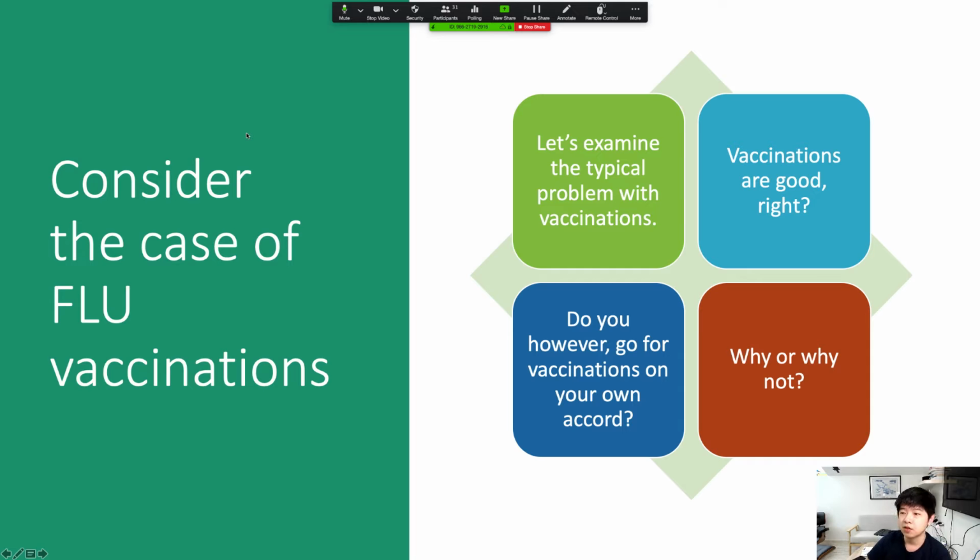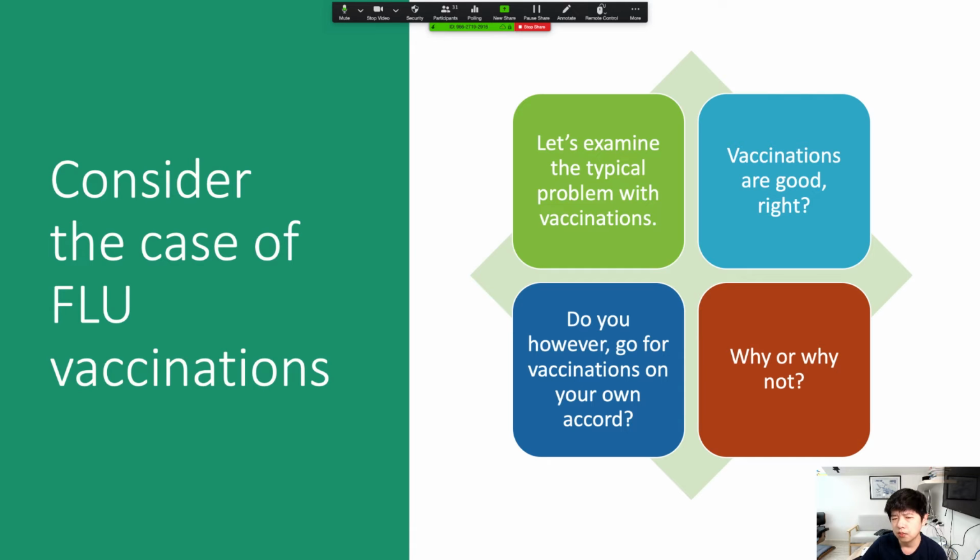Okay, let's start first with one that I will talk about every single year, which is the case of flu vaccinations. The problem with flu vaccinations is that although they are a good thing, it doesn't mean that everybody will automatically go for one. I don't recall whether I've had one in the last 12 months, but I'm quite sure I did have one within the last 18 months. But it wouldn't have been effective already, because by right, you should get a flu vaccination once every 12 months, because the strains of flu that circulate every year are different.